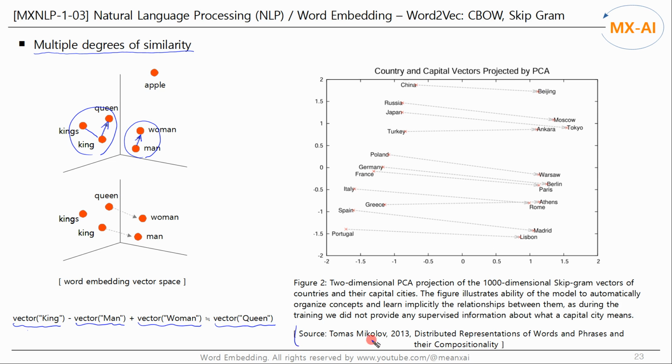Figure 2 of this paper shows the two-dimensional PCA projection of the 1,000-dimensional Skip-Gram vectors of countries and their capital cities as follows. The figure illustrates the ability of the model to automatically organize concepts and learn implicitly the relationships between them, even though no supervised learning information about what a capital city means is provided during training.